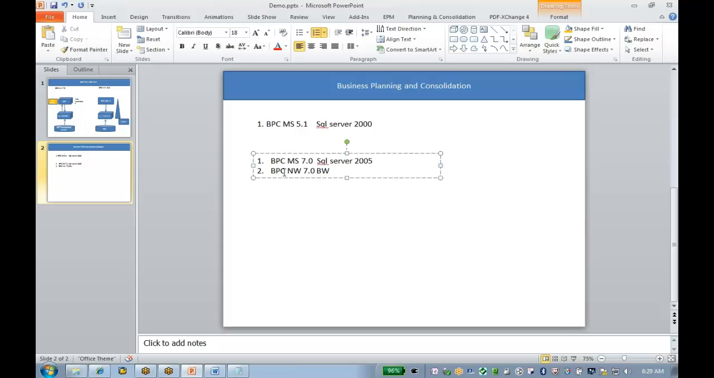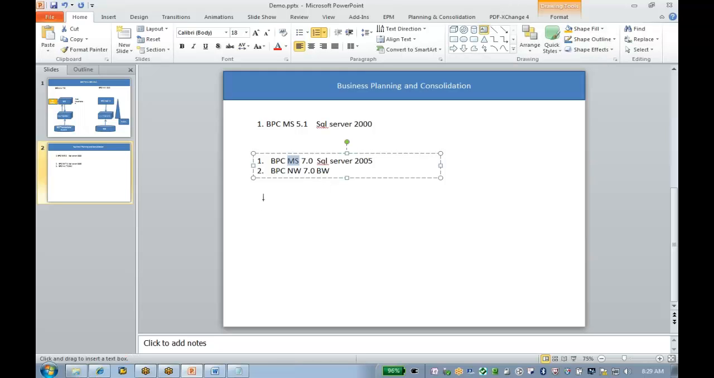So BPC was also added to NetWeaver, but this BPC MS is not part of NetWeaver because its backend is SQL Server 2005. So it is not part of this. This is different. But BPC 7 NetWeaver is part of BW. Now, basically two versions are there.